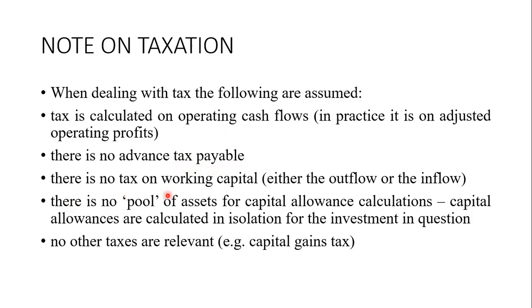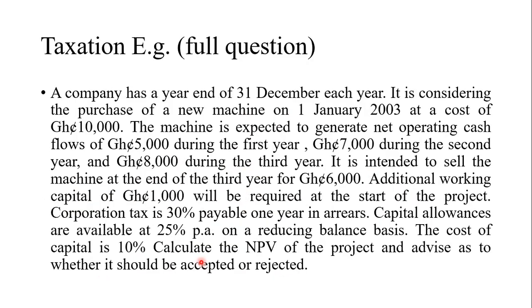There is no tax on working capital, either the outflow or the inflow. And there is no pool of assets for capital allowance calculations. No other taxes are relevant. All other taxes are ignored, like capital gains tax are not important here. Okay, so we take a question that involves taxation.